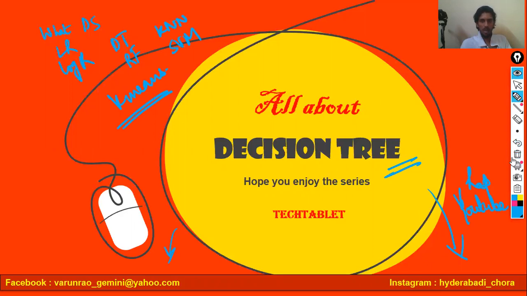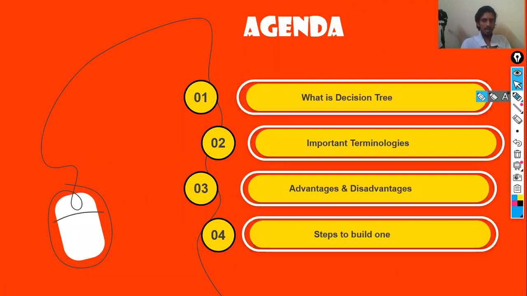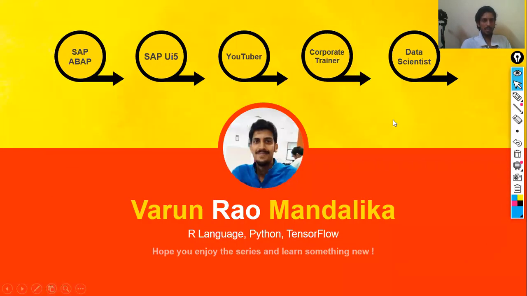Now, going forward and understanding the agenda of this session, the agenda would be to understand what is a decision tree, important terminologies associated with it, advantages, disadvantages, and how would you build one? Like, what are the different steps that you might have to come across if you are looking forward to building a decision tree? So now let's go forward and understand.